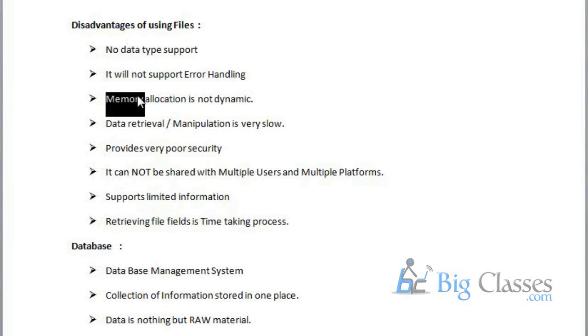Then memory allocation is not dynamic. Dynamic in the sense, suppose I need 2 GB of memory, then immediately 2 GB is assigned to me by the operating system. Suppose I need 4 MB, then 4 MB of memory is assigned to me. Such dynamic allocation is not possible with files. Then data retrieval and manipulation is very slow. That is, opening a file, getting the data, then editing the data, then saving the data is slow compared to relational databases.